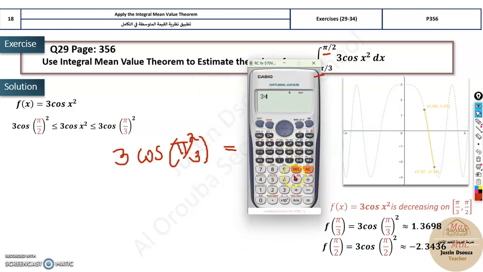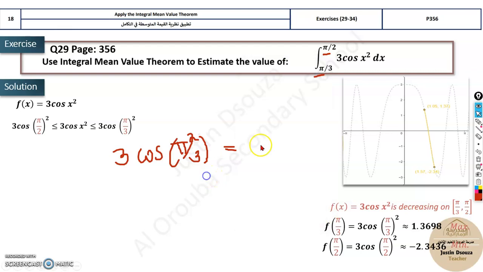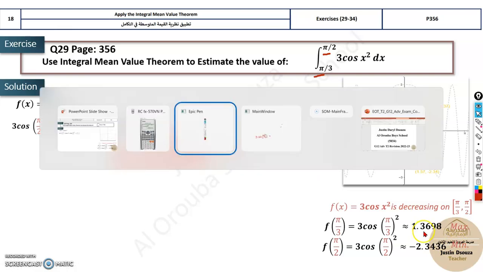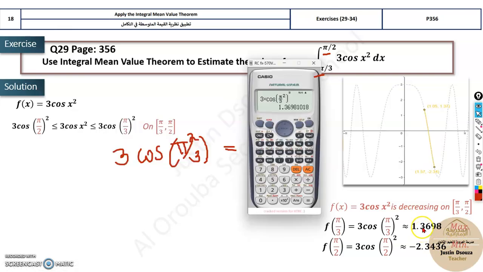See, 3 cos pi by 3 the whole square. If you put the square outside, it's cos of pi x the whole square, like a bracket square, so this is wrong. Generally, if it's the whole square, they give you cos square x, which means the whole square with the bracket. Whenever the square is outside, remember the square will be inside here. So it is 1.3698 and so on.